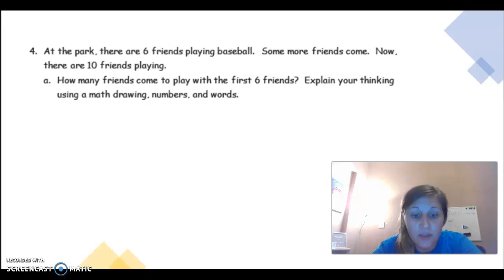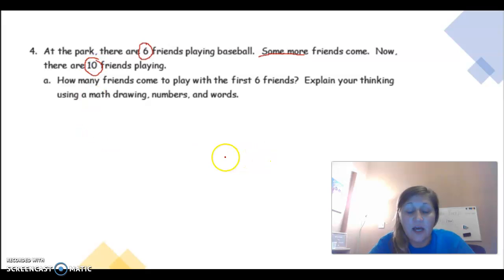So our story says that there are 6 friends playing baseball. So first we've got a group of 6. Some more friends come. And now there are 10. You have to tell me how many friends came to play with the first 6 friends that were playing baseball. Explain your thinking using a drawing, numbers, or words.